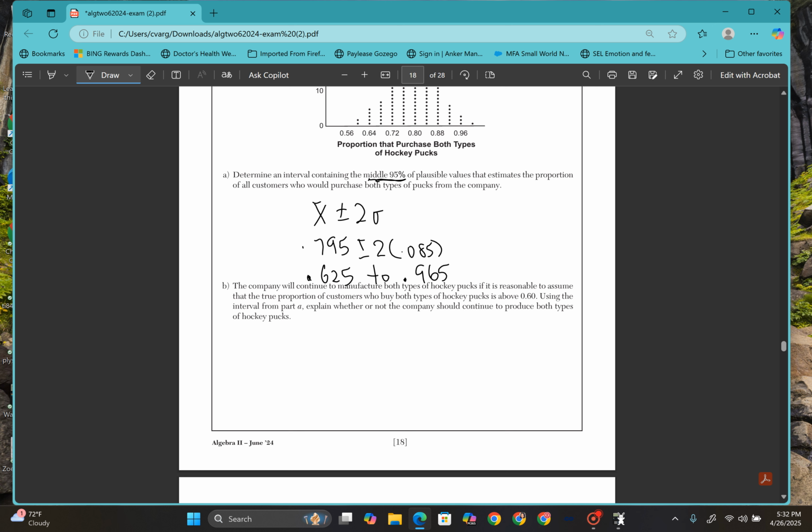Then it says we want to see if it's probable. Using that interval, explain whether or not the company should continue to produce both types of hockey pucks. And we could say it's reasonable if it's above 0.60.